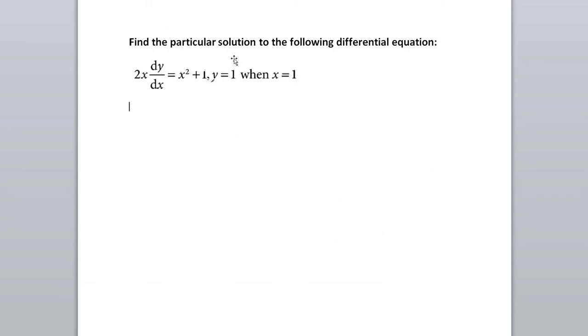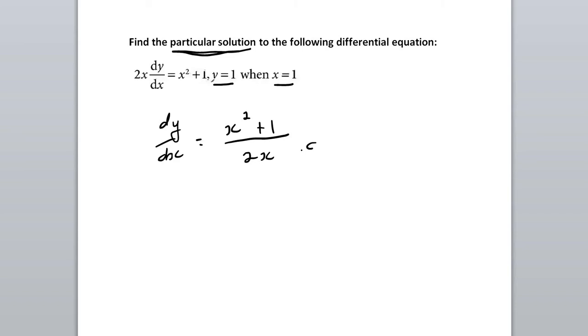For the second one, they ask us to find the particular solution to the following differential equation. For the particular solution, they give us a value: y is equal to 1 when x is equal to 1. Okay, so again, let's make dy/dx the subject. So dy/dx is equal to (x squared plus 1) over 2x. And of course we have y equal to 1 when x is equal to 1.